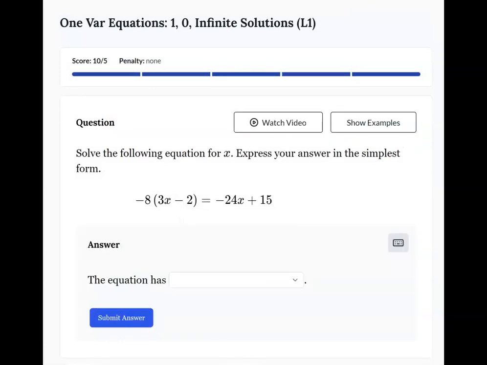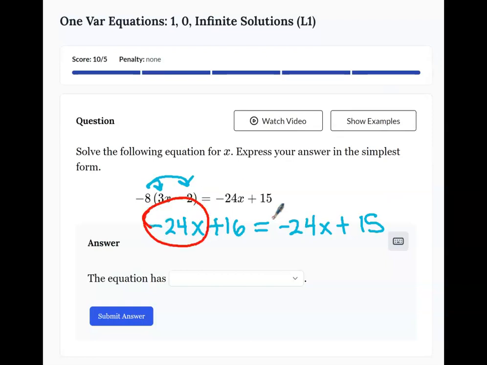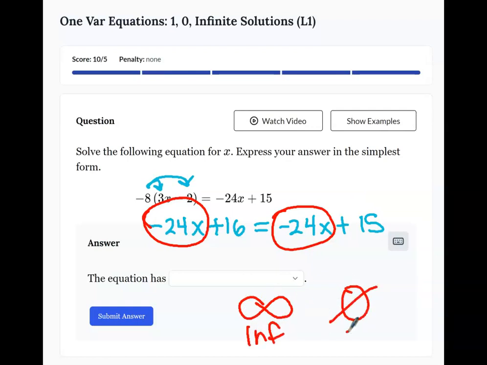Let's take a look at one more problem. First, you must distribute before you can look to see if you have any special solutions. So negative 24x and negative 8 times negative 2 is positive 16. The right side doesn't need any simplifying. And now it's time to look at our variable terms. Negative 24, negative 24, that's a match. So we have one of these answers.